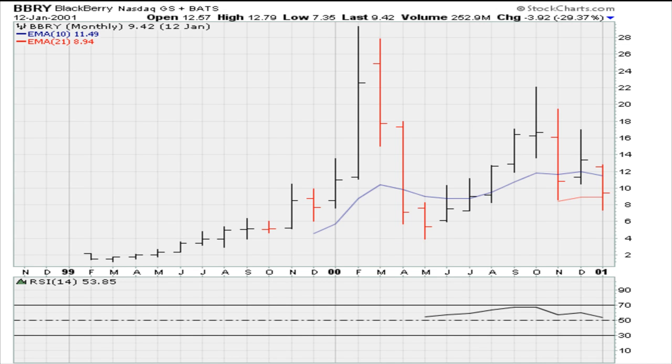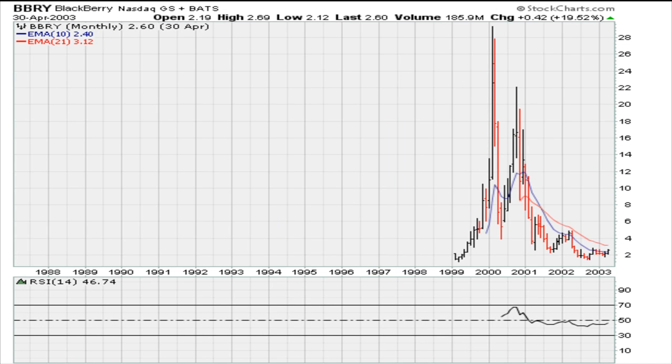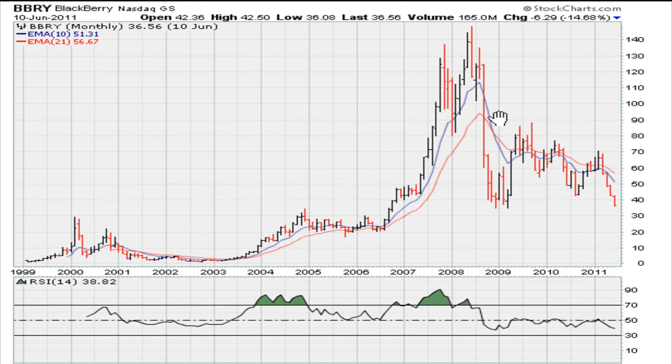So let's see what happened after that. And you can see the stock would go on to trade from this price range of this break point there, which was at about $10. It would go on to trade as low as under $2. Let's take a look at, again, BlackBerry.